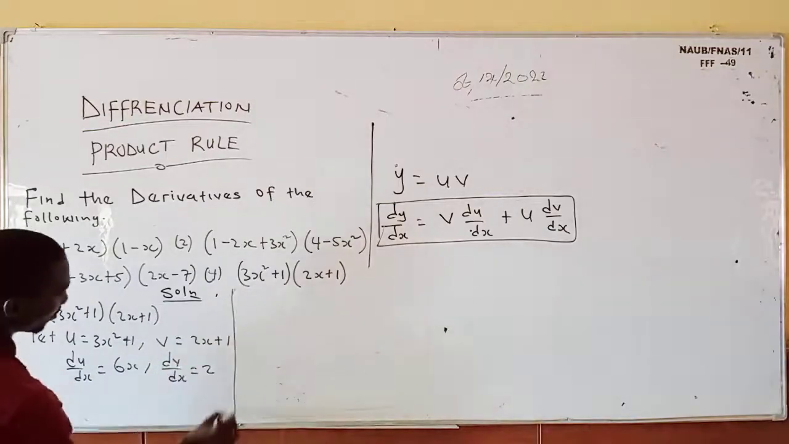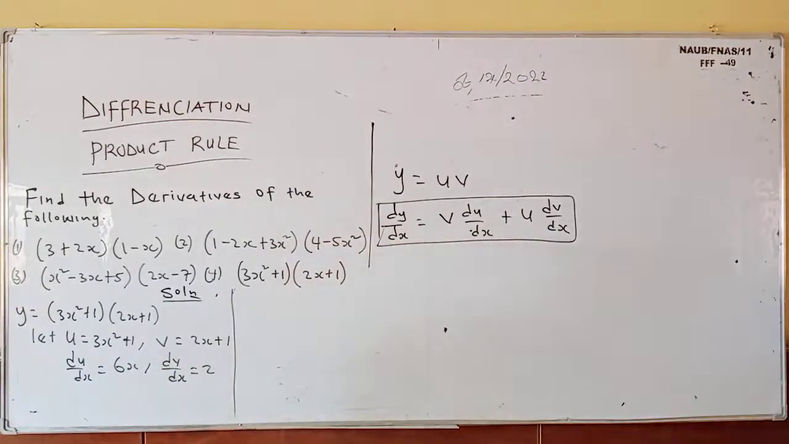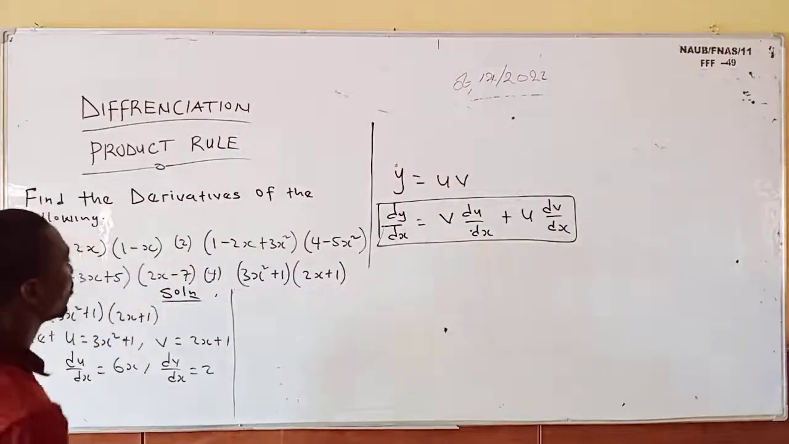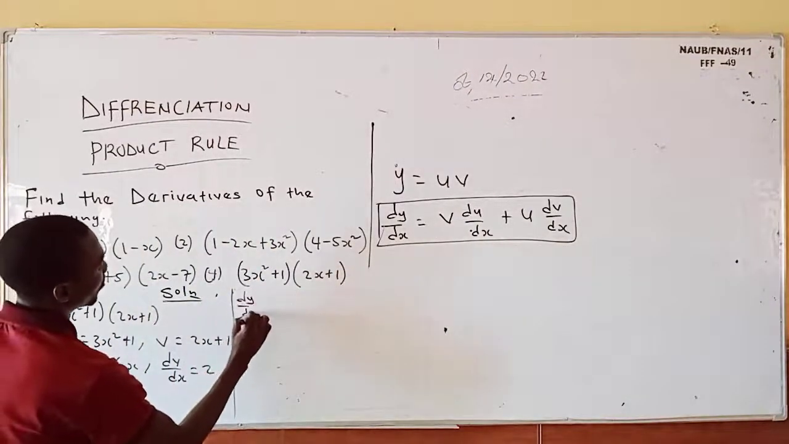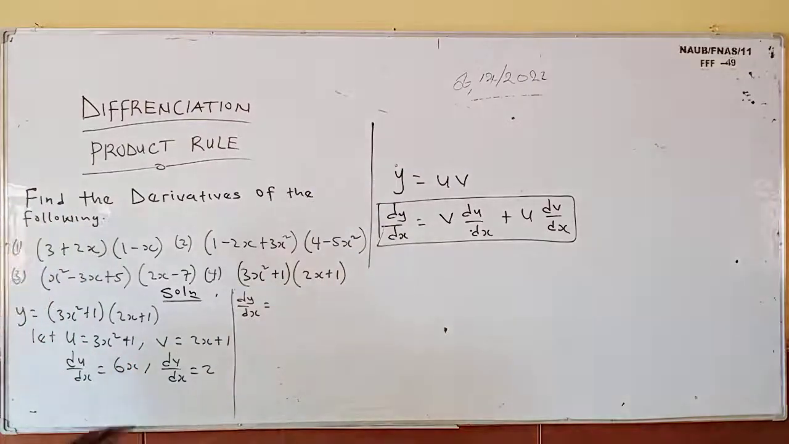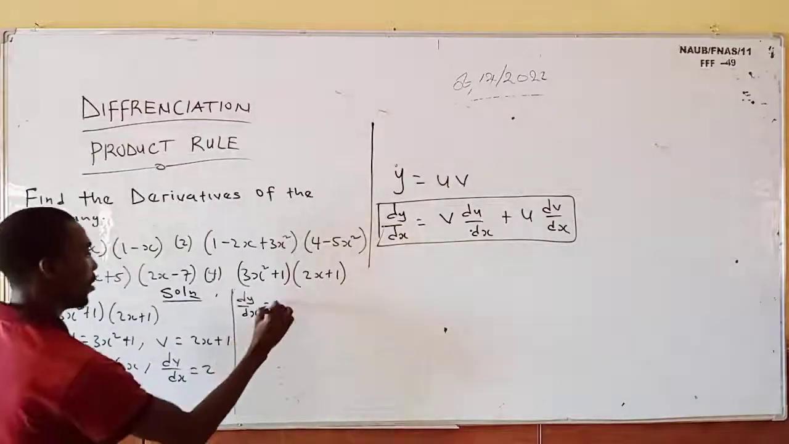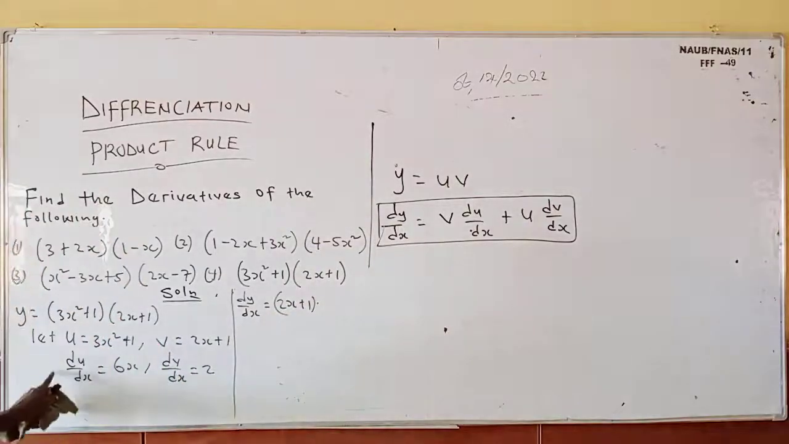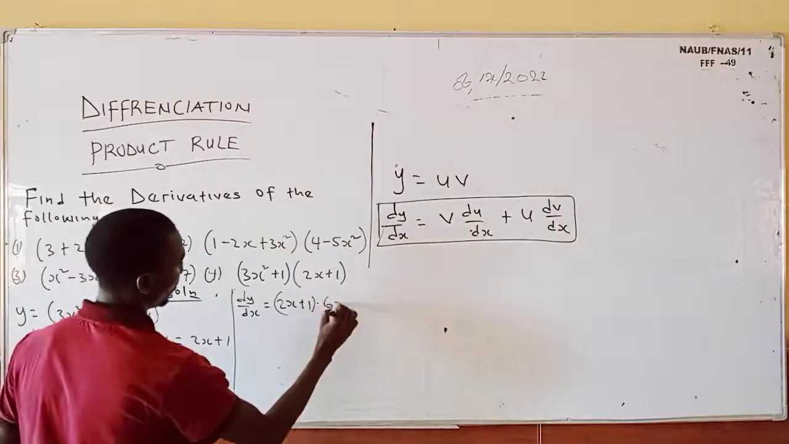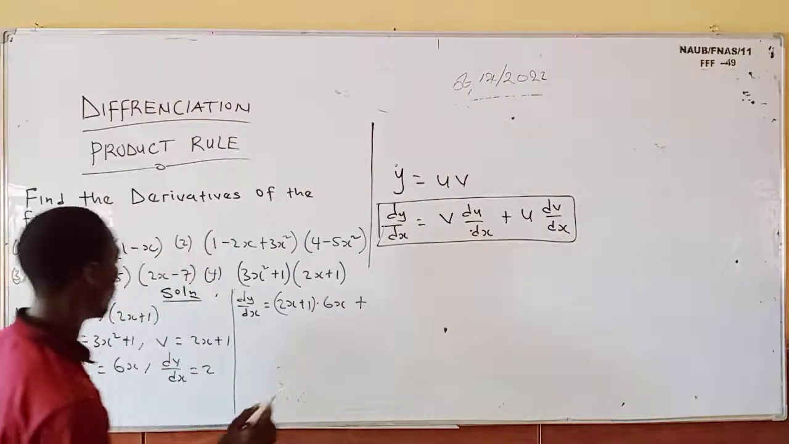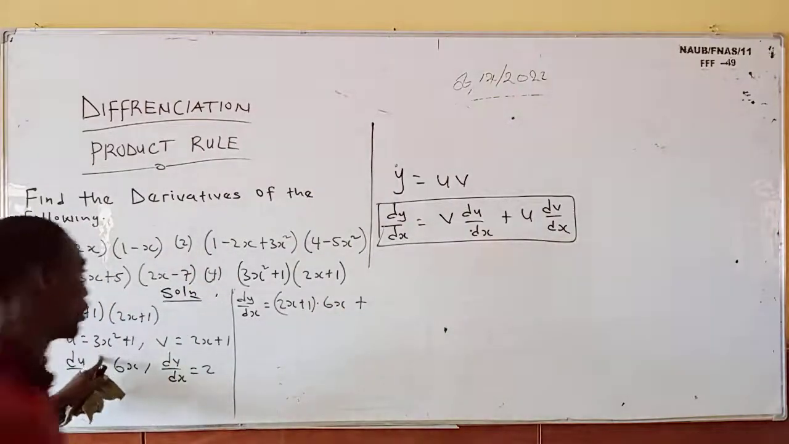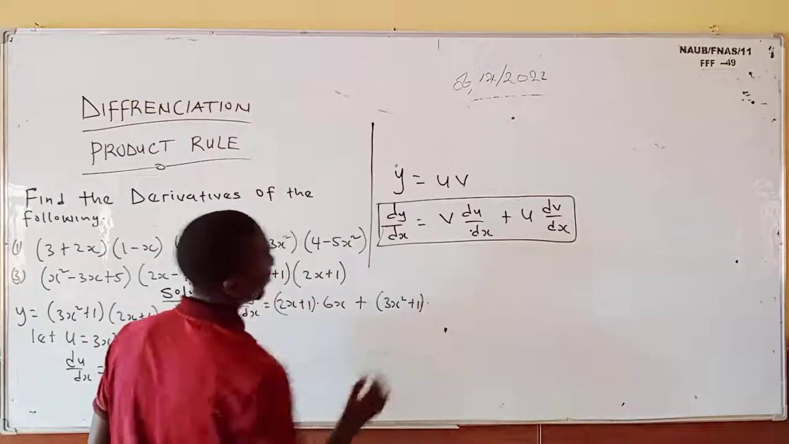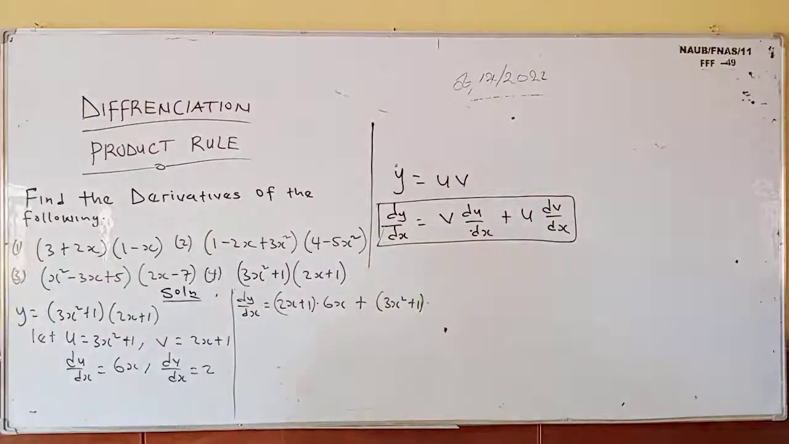So the next thing is to use our product rule, which is dy over ds equals v du/ds plus u dv/ds. So dy over ds will be equal to v. What is v? V is 2s plus 1. Then du/ds is 6s, plus u. What is u? U is 3s squared plus 1, multiplied by dv/ds, which is 2.